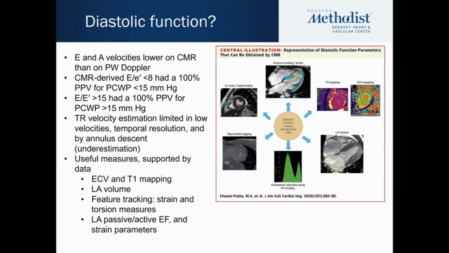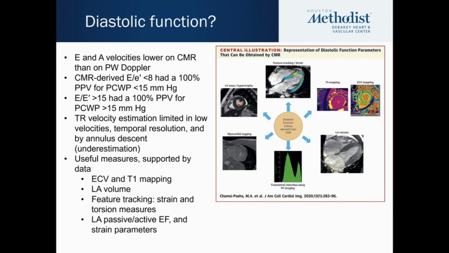I'll refer you to this review by Dr. Shamsi. We can assess A velocities, we can assess E velocities. There's a study that derived a CMR E to E prime ratio and had very good predictability of filling pressures. However, this was difficult because it's not necessarily ready, because it doesn't have all the caveats that we have for diastolic function assessment. TR velocity is challenging.